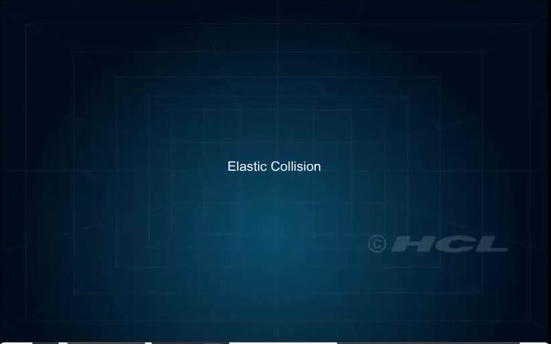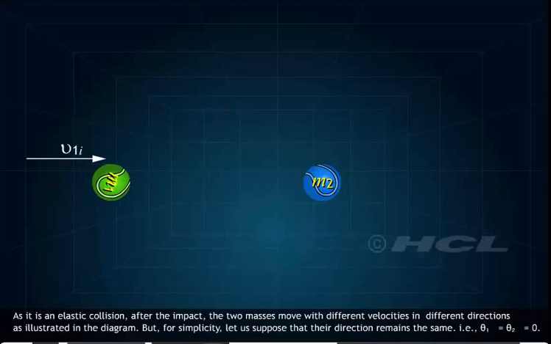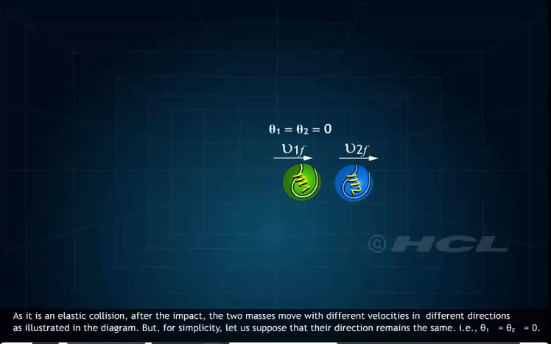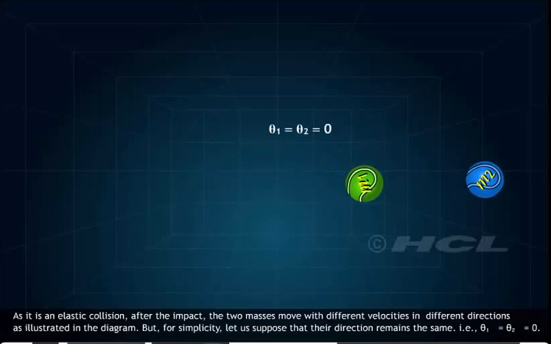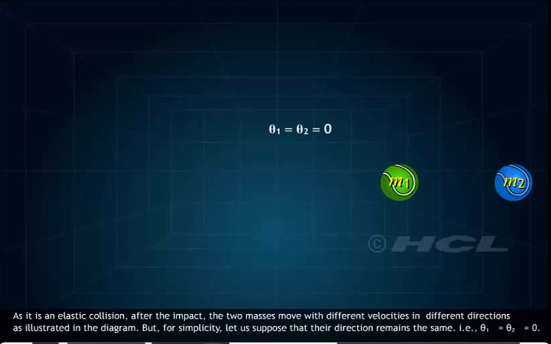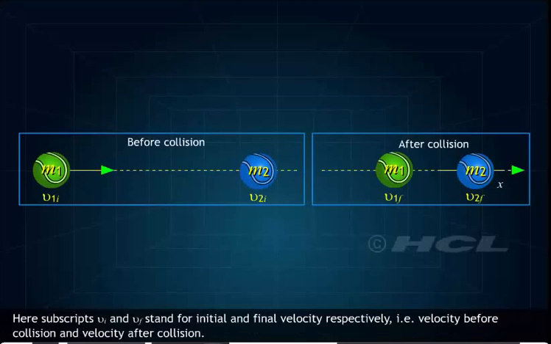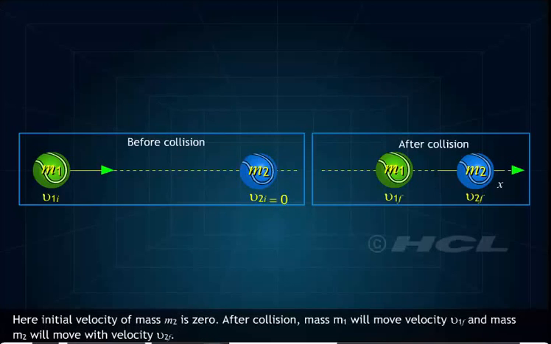Now, let us consider an elastic collision. As it is an elastic collision, after the impact, the two masses move with different velocities in different directions, as illustrated in the diagram. But for simplicity, let us suppose that their direction remains the same, that is, θ1 equals θ2 equals 0. Here, subscripts i and f stand for initial and final velocity respectively, that is, velocity before collision and velocity after collision. Here, initial velocity of mass m2 is 0. After collision, mass m1 will move with velocity v1f and mass m2 will move with velocity v2f.